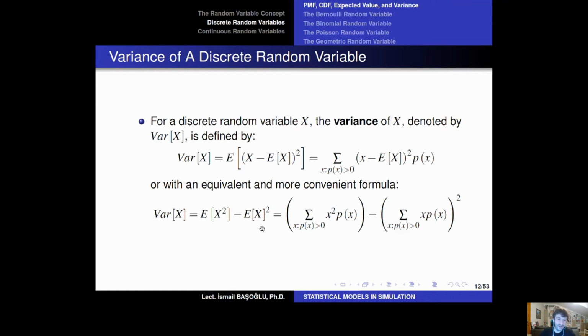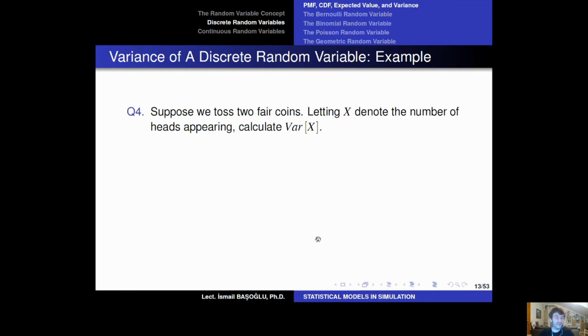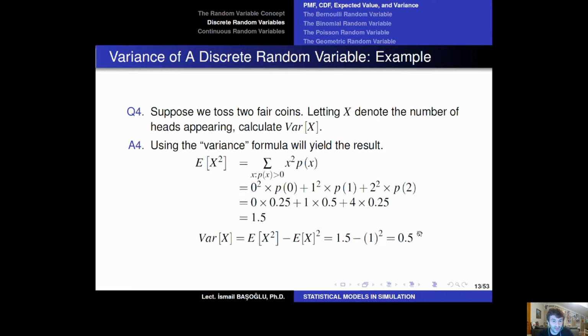Again, you require the calculation of the expected value for the second part of this formulation. Now again, for the same question that we have solved earlier, we are going to calculate the variance of x. And that is going to be, according to the convenient formula, expected value of x squared minus square of the expectation. The expected value was already calculated as 1 in the previous question, so all we need to do is to calculate the expected value of x squared.